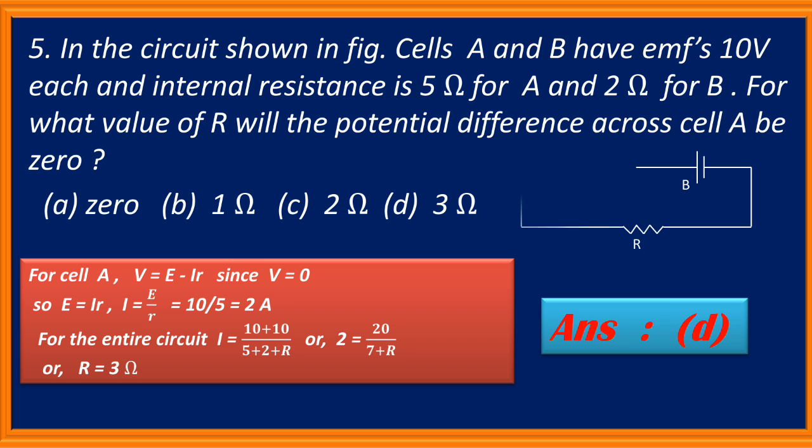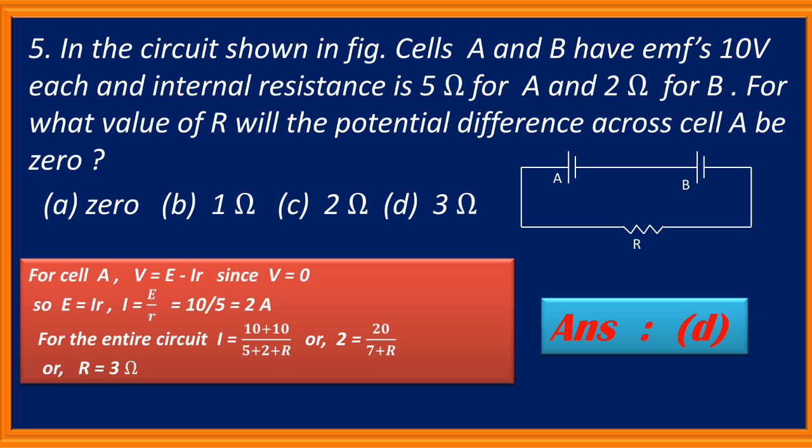Now question number 5. In the circuit shown in the figure, cells A and B have EMFs 10 volt each and internal resistance 5 ohm for A and 2 ohm for B. For what value of R will the potential difference across cell A be 0? Option A 0, option B 1 ohm, option C 2 ohm, option D 3 ohm.